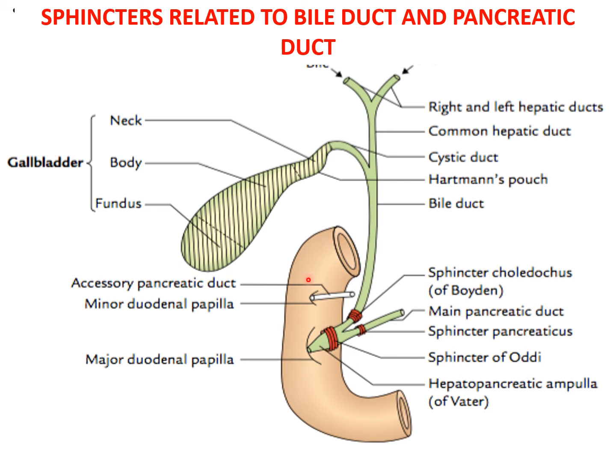Whenever the fatty meal comes into the duodenum, it releases a hormone, cholecystokinin. This cholecystokinin causes these sphincters to relax. As a result, the bile stored in the gallbladder comes into the duodenum, and the bile salts help in digestion of the fat.